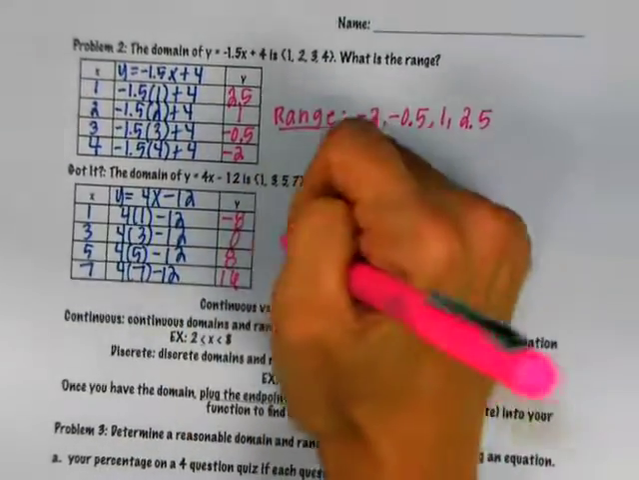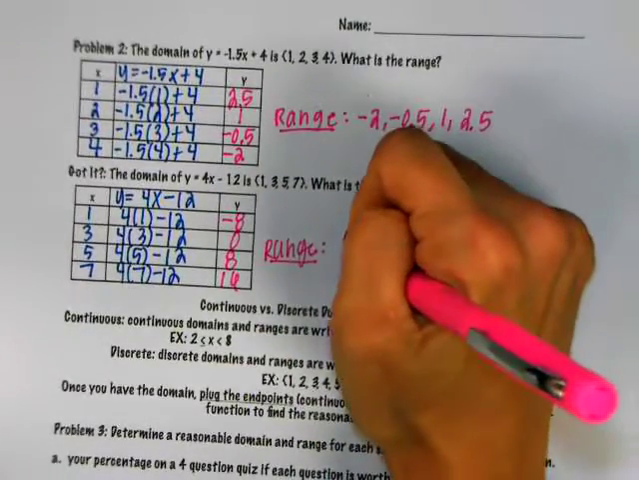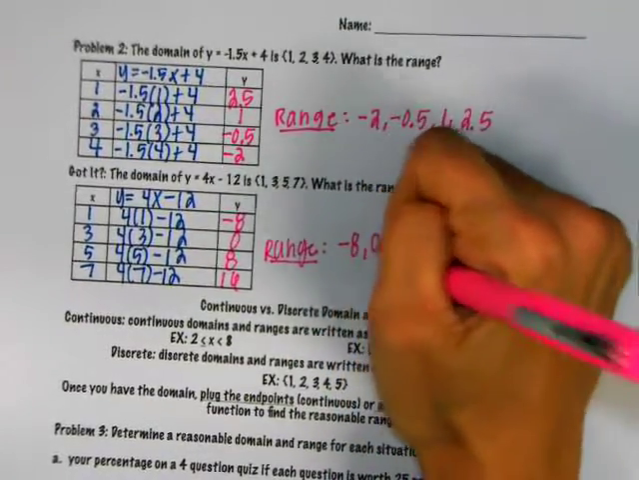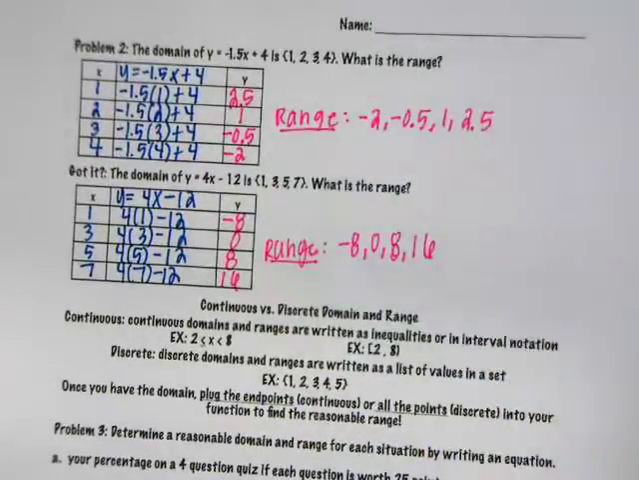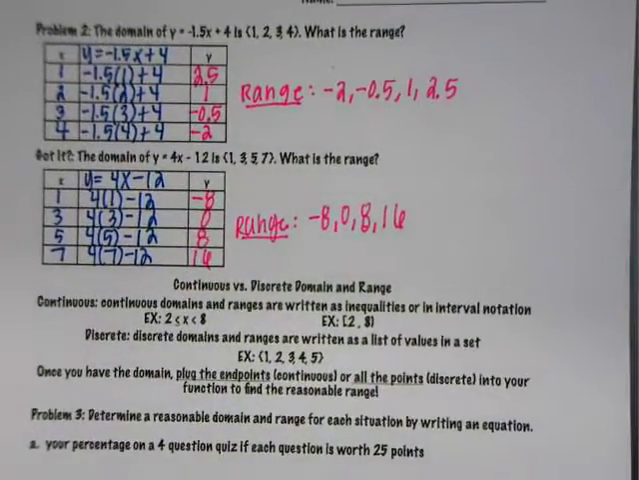And then to write your range out, that would do what? Yep, negative 8, 0, 8, 16. Any questions? Wouldn't it be 0 for 4 times 3 minus 12? Yes. Oh, you wrote 1. Oh, no, you didn't. No. All right, good so far?